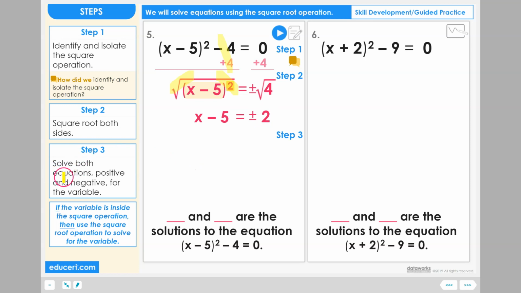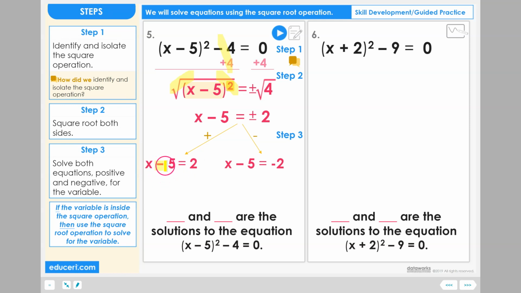Step 3. Solve both equations, positive and negative, for the variable. We're going to create our two equations, one of them for the positive 2 and one for a negative 2. For positive, we have x minus 5 is equal to positive 2, and the other equation is x minus 5 is equal to negative 2. The variable x is not solved yet.